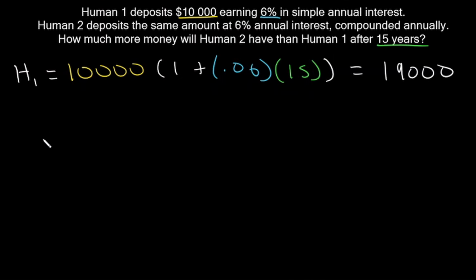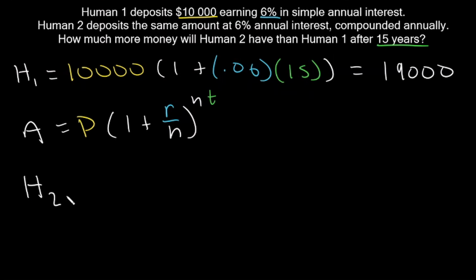So now let's look at how much money Human 2 will have. Let's first write out our compound interest formula. 1 plus r divided by n raised to the n times t. And now let's fill this in. For Human 2, our principal is going to be the same, $10,000. Our rate is also going to be the same, says 6%.